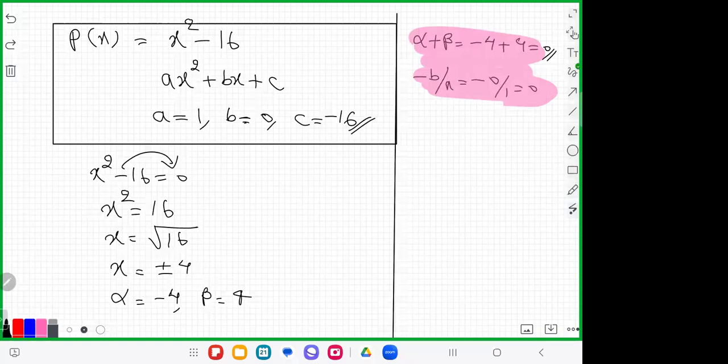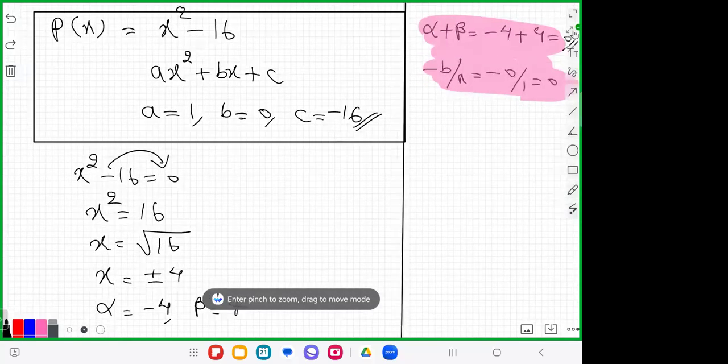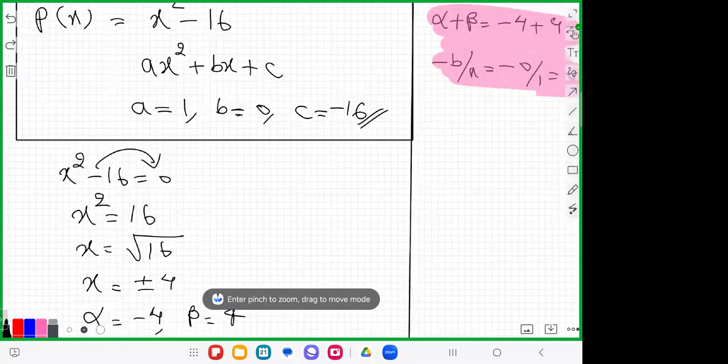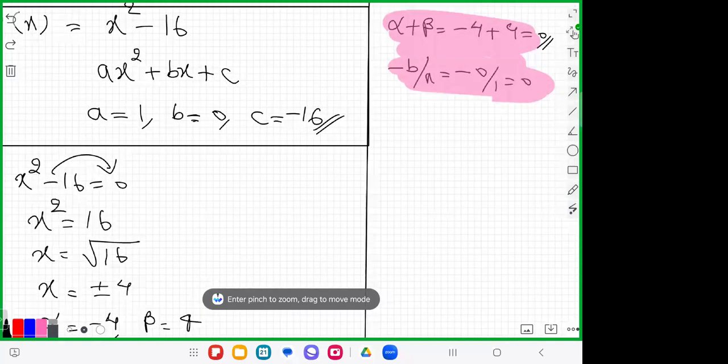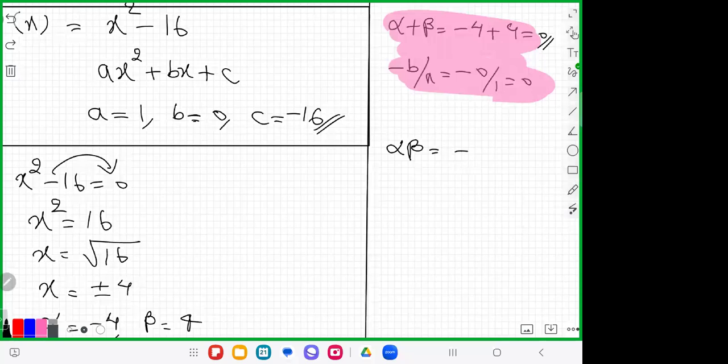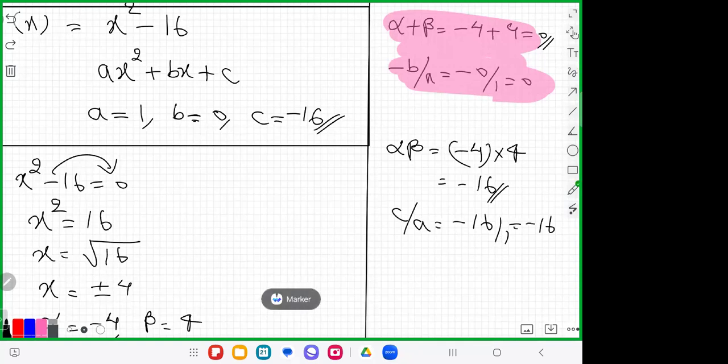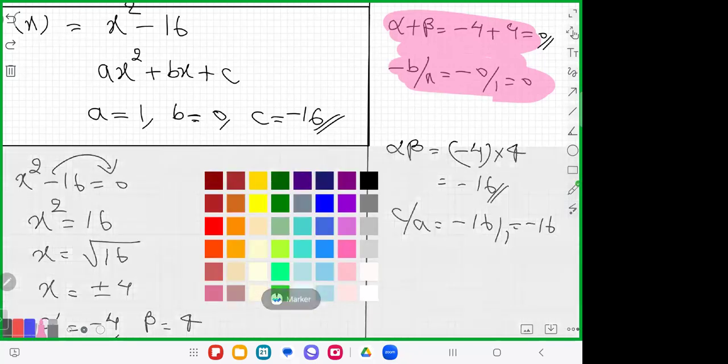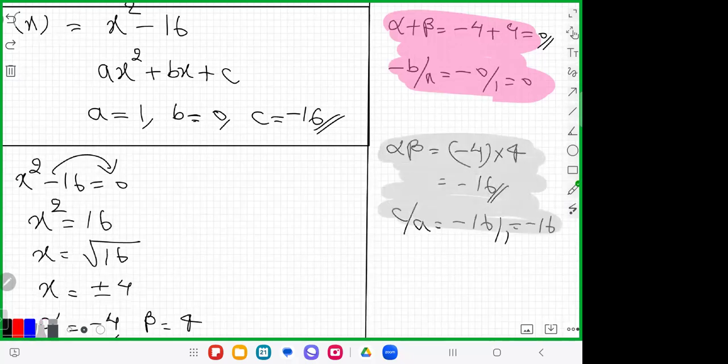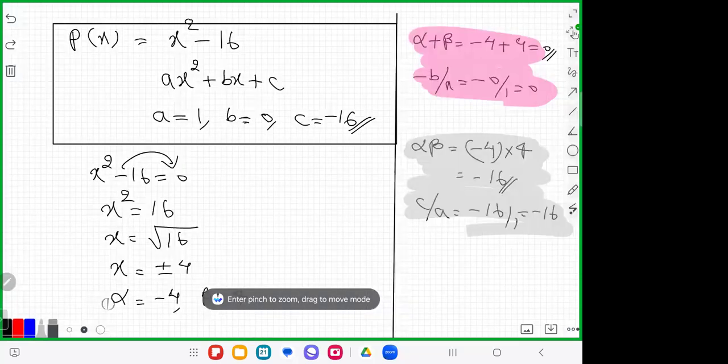The second part. Tell me how we can verify the second part. That's the next step. Alpha into beta. What is negative 4 into 4? Negative 16. And check what is c by a. c is equal to negative 16 by 1, that is also negative 16. So this part is also the same. Alpha into beta is equal to c by a. Therefore, relationship verified. This is a 5 mark question.